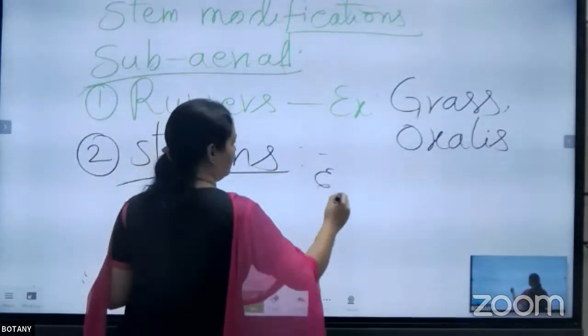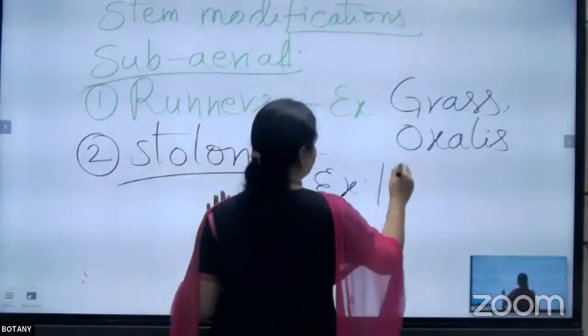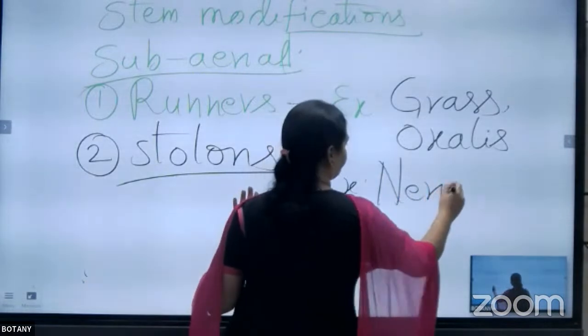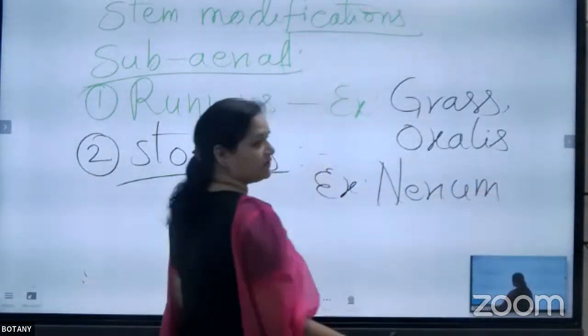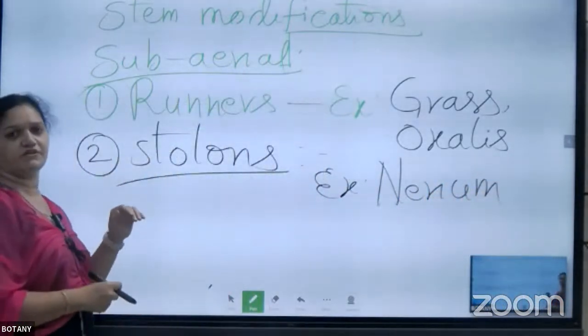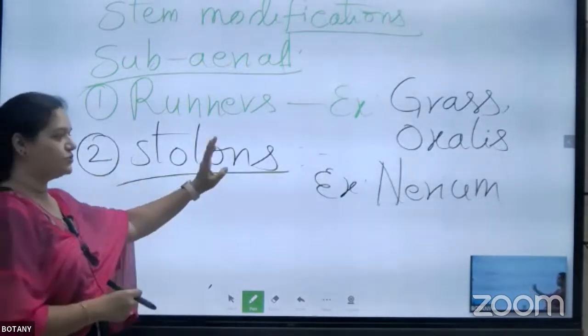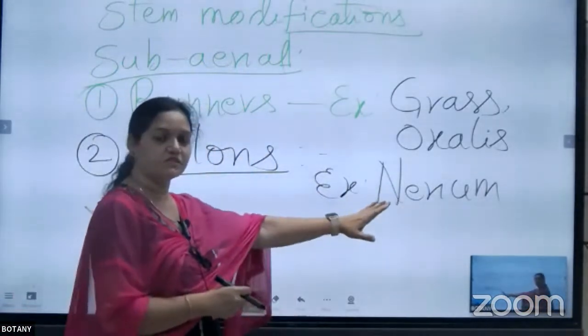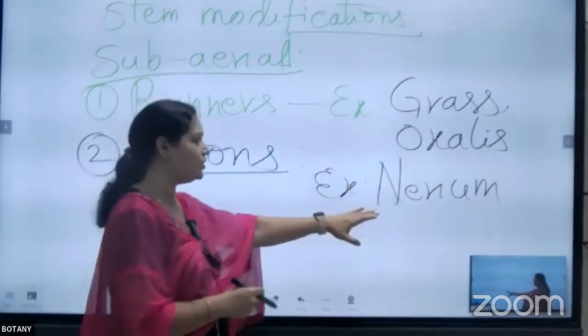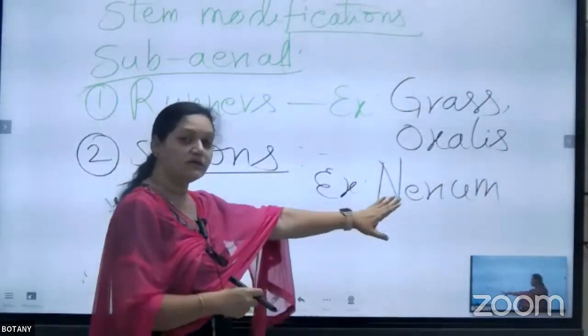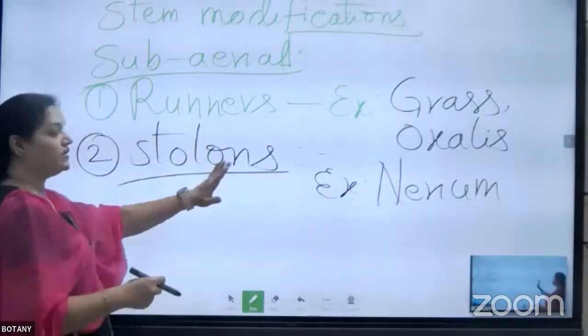In this, the best example is nerium. Only one example is sufficient. Don't go with two examples everywhere. Only one example. If you prepare with the spellings and everything, that's well and good for my subject. So here, the best example for the stolons is the nerium.